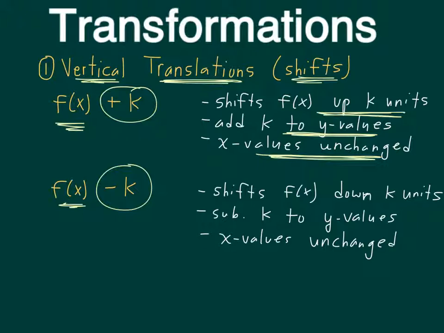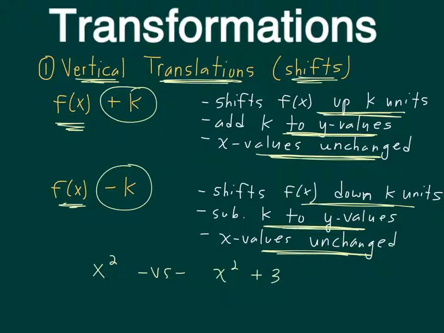Same thing, if our k is negative, this means you're moving down. Okay, so that would mean you're subtracting whatever the k number is to the y values, and your x values remain unchanged. Okay, so think about x squared versus x squared plus 3. Okay, or x squared versus x squared minus 4. Okay, in our first case here, this is going to be shifted up 3. In this case, it'd be shifted down 4. Okay, so that deals with vertical shifts or vertical translations.